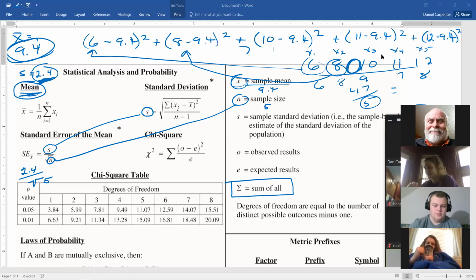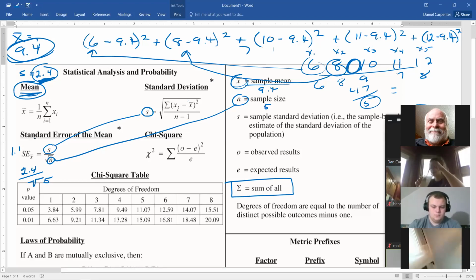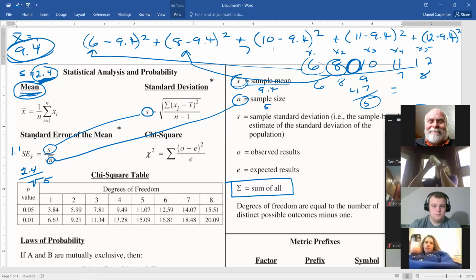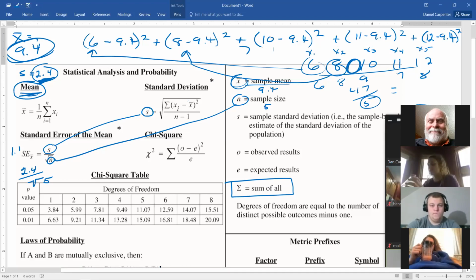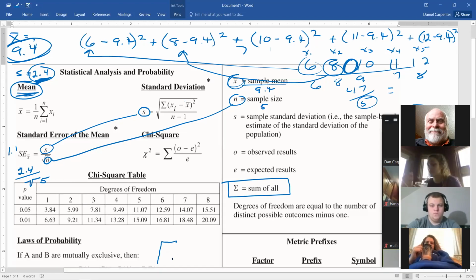What's 1.07? 1.07, so we'll call it 1.1. So the standard error in this case would be 1.1. Now, what in the world does this tell us? This tells us, if you see a graph, and they have, let's say, a bar graph, and they've got their standard error lines like this. Now, they're going to tell you someplace in the key, standard error equals 1 or standard error equals 2.